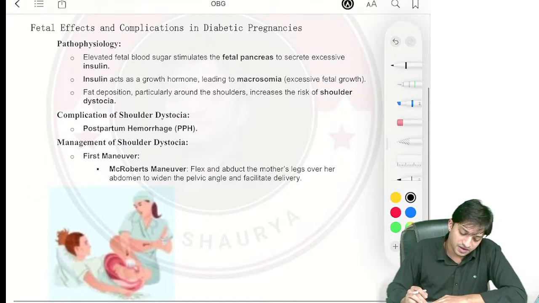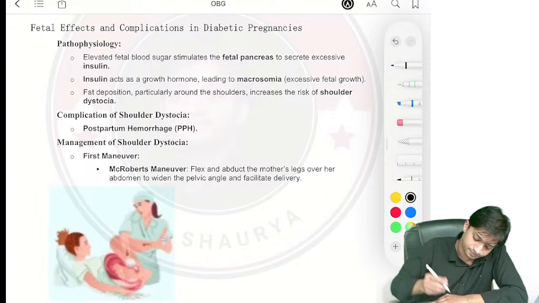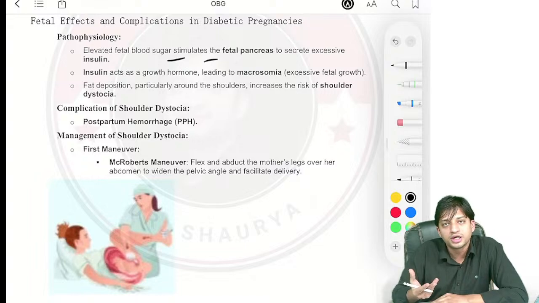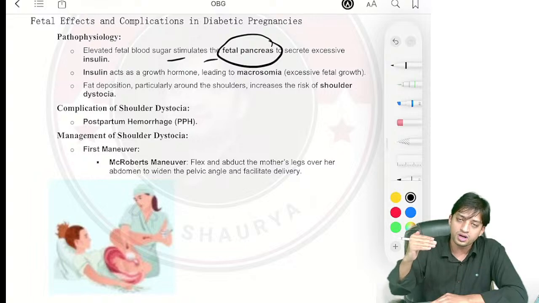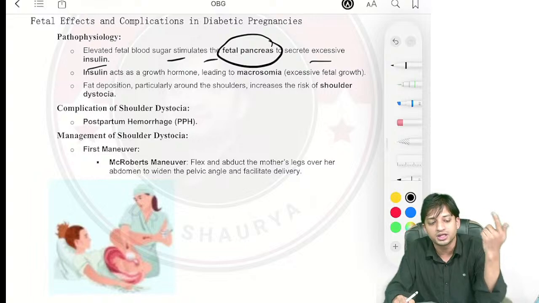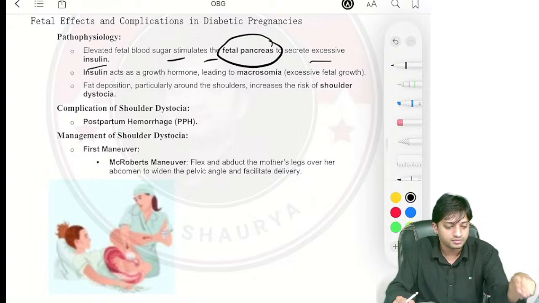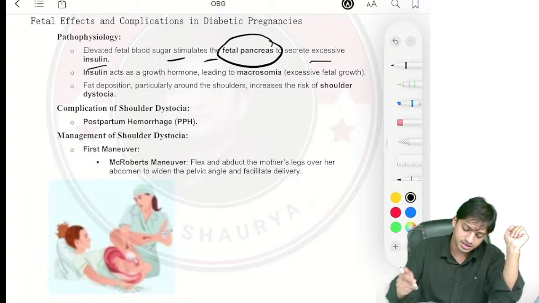Now, the fetal effects and complications in diabetic pregnancies. Just have a look. Elevated fetal blood sugar, what will it lead to? It will stimulate the fetal pancreas, am I correct? To secrete more and more insulin. So an excessive amount of insulin will be secreted. Why? Because the mother has diabetes, the blood sugar level in the mother is very high. What will it look? Tell me. The blood sugar level is very high. So what will happen? Tell me guys.